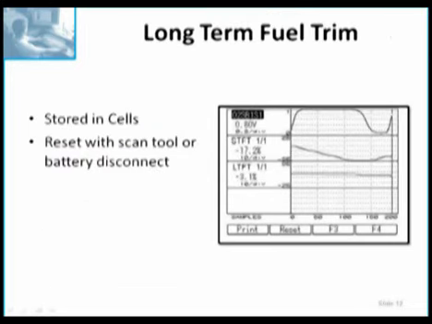The long-term fuel trim is driven by the short-term, obviously, and it's a very good tool for us to look at when we're thinking about a lean DTC. We want to see what the long-term fuel trim has stored in different operating conditions, and we can use that to determine what is going on with the fuel trim on the vehicle.